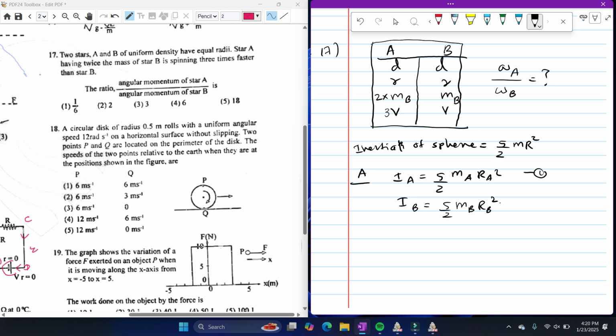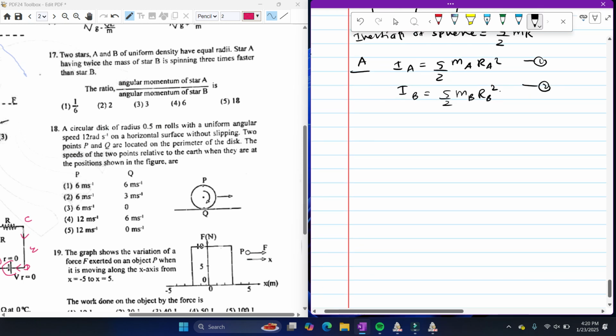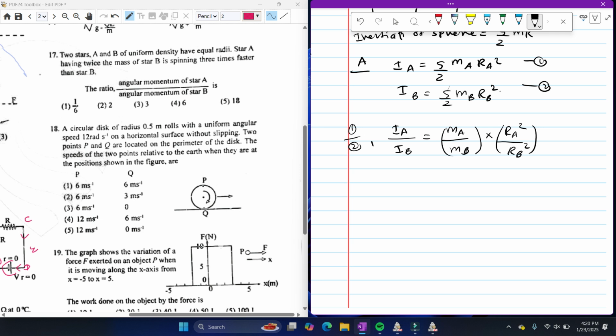So divide 1 by 2, so that we can come to a relationship afterwards. That's why we are dealing with these equations. So 1 divided by 2, that is IA divided by IB. The 2 over 5 cancels off. What remains is MA divided by MB and RA squared divided by RB squared.